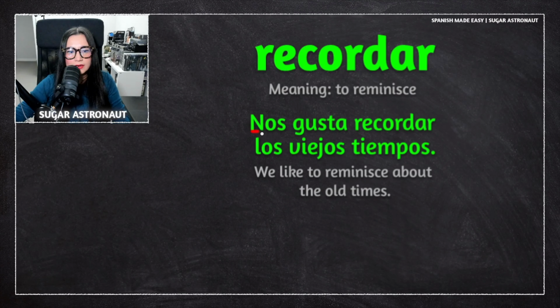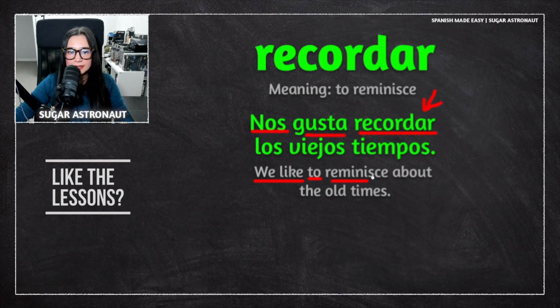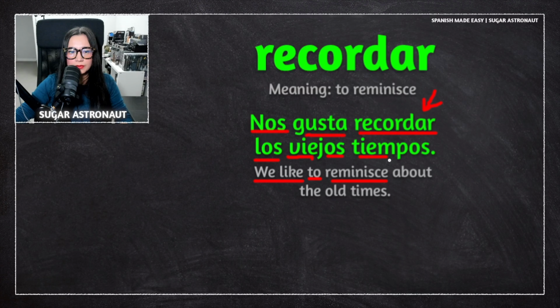So nos gusta means we like. When you add more, you don't have to say "to," but you can just add a verb right after. Nos gusta recordar. So this is the verb that we're learning right now. We like to reminisce. Los viejos tiempos means the old times.